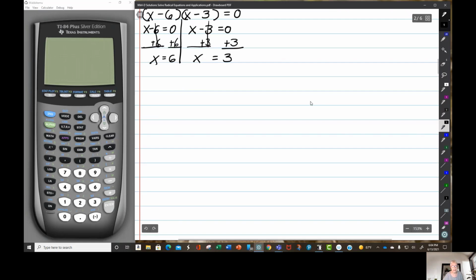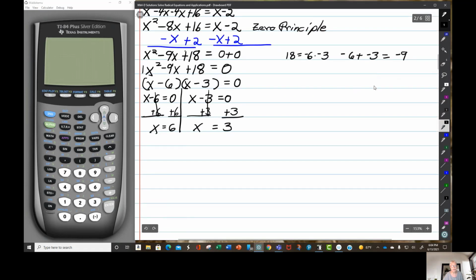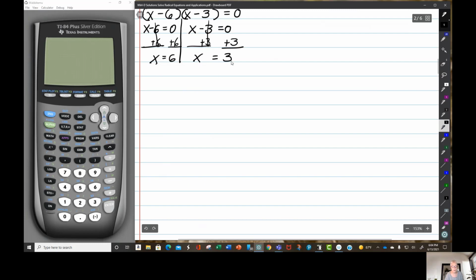But this is a radical equation and you just don't know. Here are your possibilities. 6 and 3 might both be solutions of the equation. Or 6 and 3 might both be extraneous. I've seen it happen. Or 6 might be a solution and 3 might be extraneous. Or the other way around, 3 might be the solution and 6 might be extraneous. You don't know. So we're going to find out.